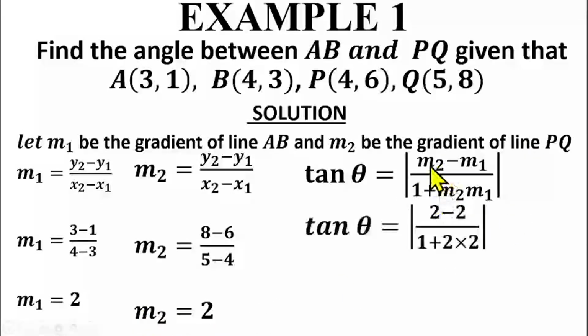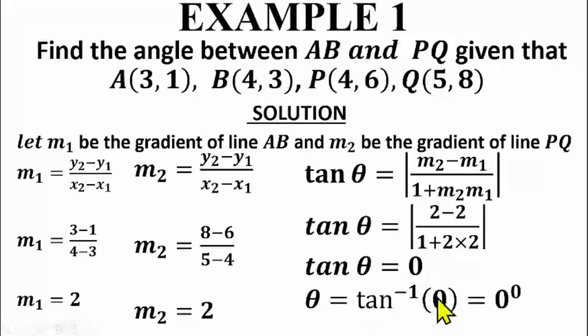So if you put that, you have 2 minus 2 over 1 plus 2 times 2. So 2 minus 2 is equal to what? 0. So that means the whole fraction becomes 0. So you have tan theta equal to 0. Then find the tan inverse of 0. That means theta will be equal to tan inverse of 0, and that will give us 0.